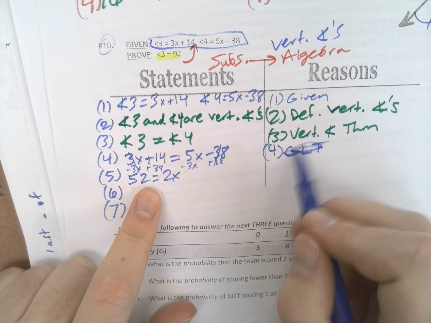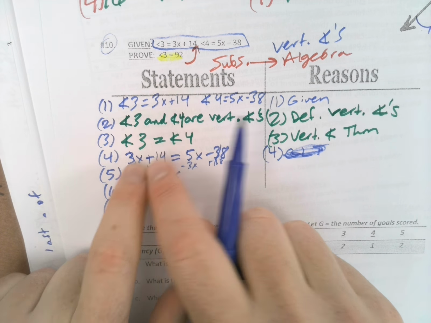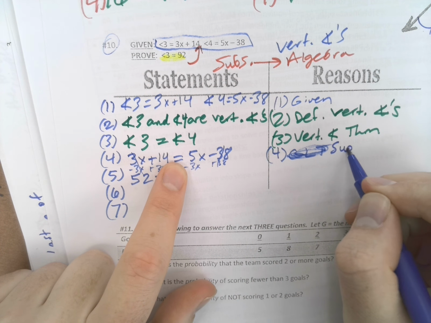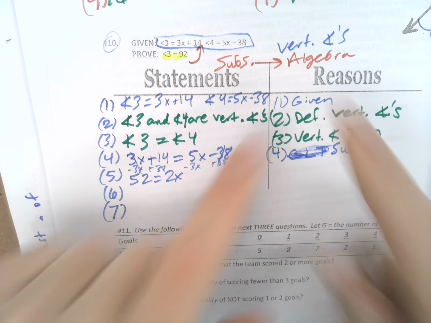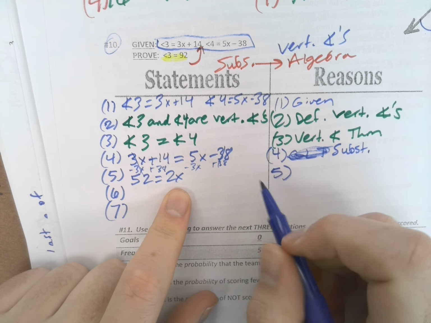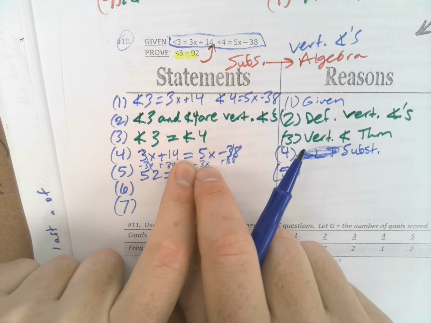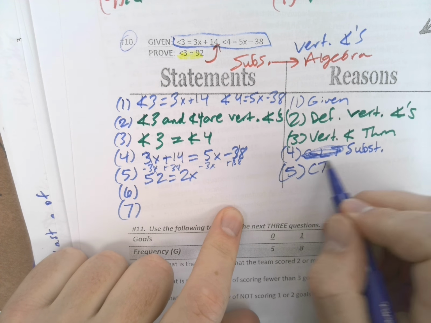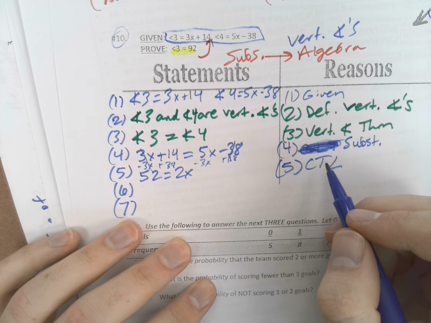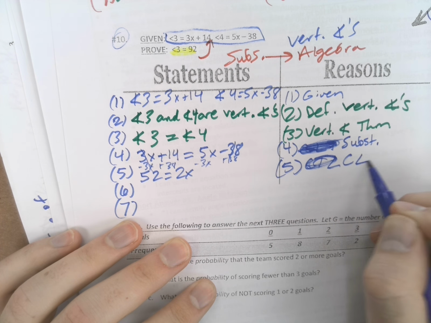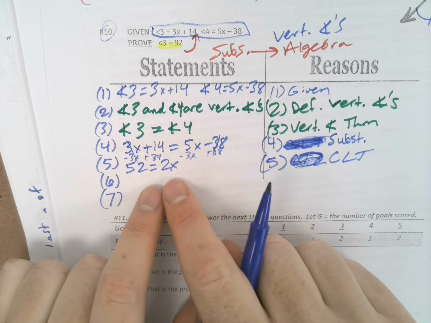Oh, and I'm sorry. We didn't use CLT on step 4. How did we replace 3 and 4? My bad. We used substitution. And so from here, remember how we said substitution to algebra? That's where this is going to come in. My fault, guys. So then step 5, how do we get 52 equals 2x? Well, we subtracted the 3x over, we added the 38 over. We used CLT, we combine like terms here.